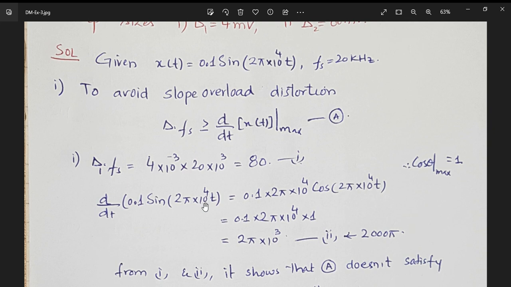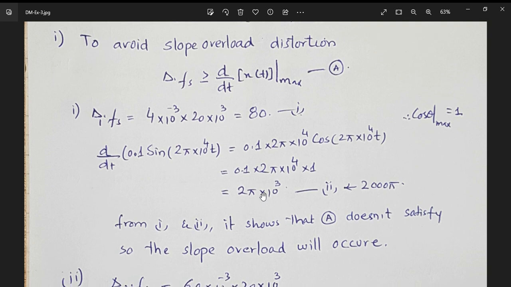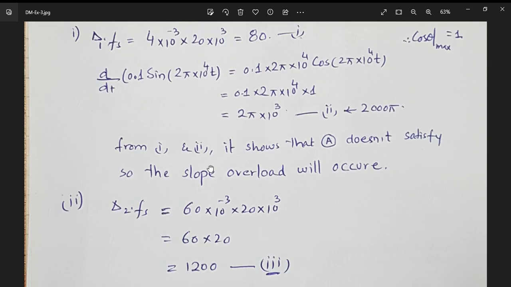This is the extra term 2 into 10 to the power 4, so into 2 pi into 10 to the power 4, and the derivative of sine is cos 2 pi into 10 to the power 4t. So 0.1 into 2 pi into 10 to the power 4 into 1, because we know that the maximum value of cos is always 1. So the right hand side is 2000 pi. The left hand side is 80 pi. So the condition written in A is not satisfied, so from 1 and 2 it shows that condition A does not satisfy, so the slope overload will occur.